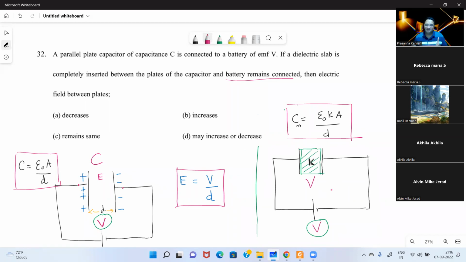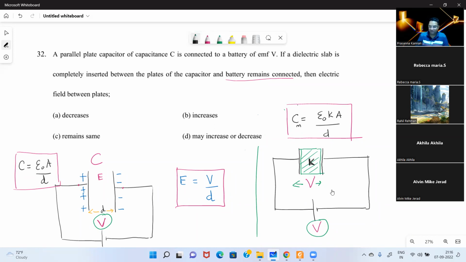Because it is connected to the battery, and the battery's job is to maintain the potential difference the same. Are you clear? Yes, sir. So V will remain the same. Now, what about the electric field?